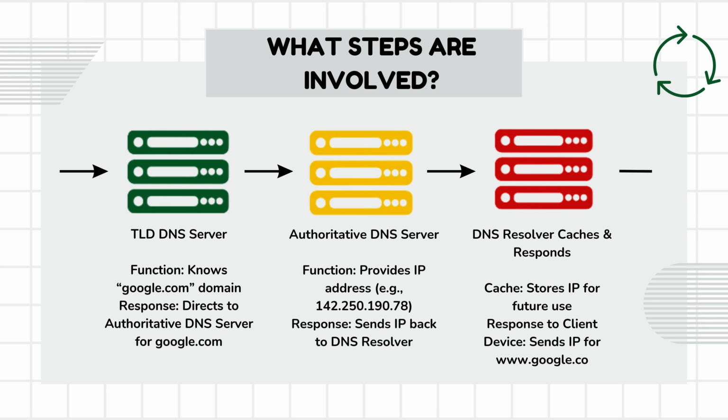Step 5. Authoritative DNS server provides IP address. The authoritative DNS server for google.com has the IP address, let's say 142.250.190.78, and it sends it back to the DNS resolver. Last step. Step 6. DNS resolver caches and responds to the client device. The DNS resolver saves the IP in its cache and sends it back to the client device, completing the request. So that's all for the DNS resolution process.